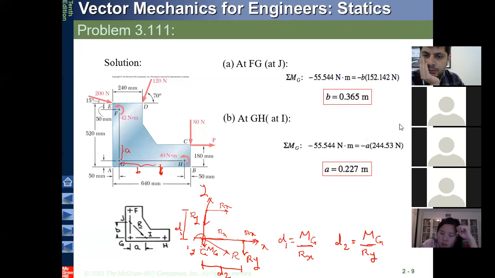And same goes for part B. Is it clear now why you have negative signs in parts A and B? All right. And for part B, then you have Ry in the negative y direction, so it is exerting a clockwise moment around point G, so it should be a negative moment.